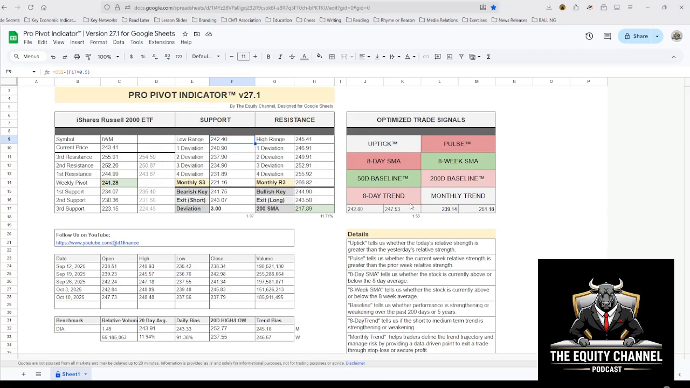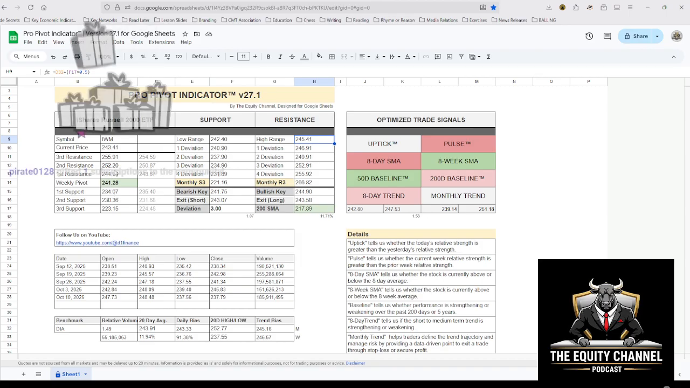Okay. Then your breakouts come when you start to break outside of these ranges, right? When these become bold, your 8-day trend and your monthly trend, you're breaking out. When your low range and your high range either turn red or green, you're breaking out. When you're above the first resistance or the second support, you're breaking out.